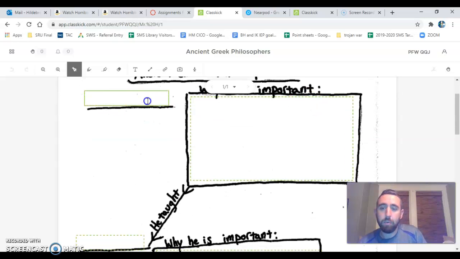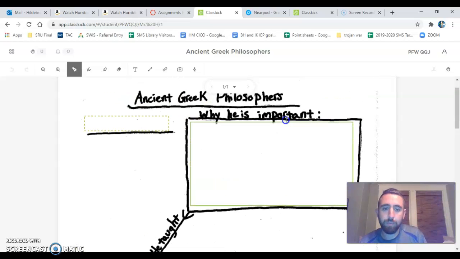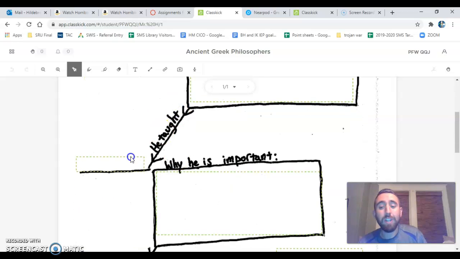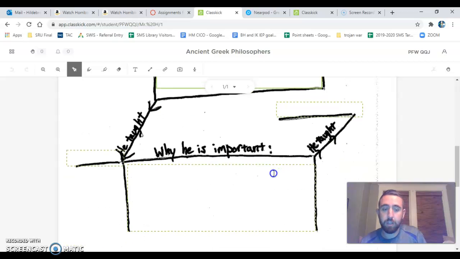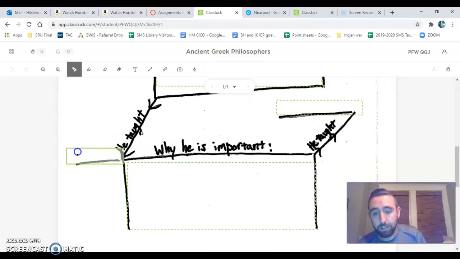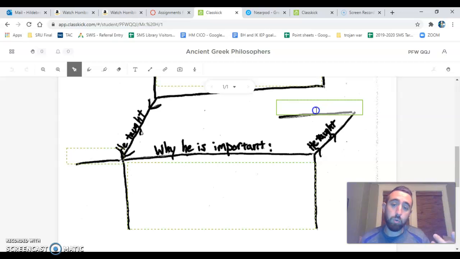But as you can see, we're going to put philosophers' names. Those are our thinkers that we're going to talk about today, our famous people. Why they're important, right in here, we'll type it in. Who they taught, famous people they taught, why they are important. Who they're going to teach, why they're important, and eventually we're going to talk about somebody who is a famous student, that you've actually heard of before.